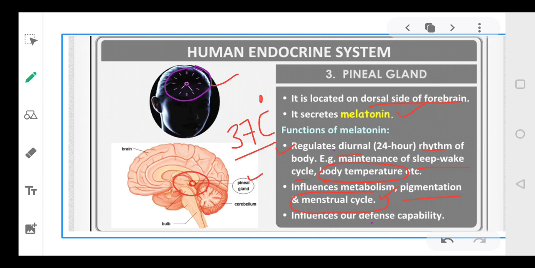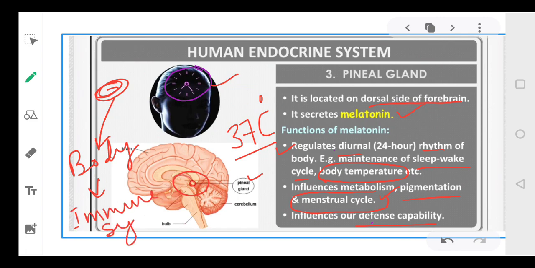And it also influences your defense ability. We know, dear students, that whenever any pathogen enters a body, suppose this is a pathogen and it enters into a body, our body has a system which is called the immune system, isn't it? Your body has an immune system, and this immune system fights with this virus or pathogen and kills it. So this melatonin hormone also influences our defense ability, our immune system's ability to fight with various infections.